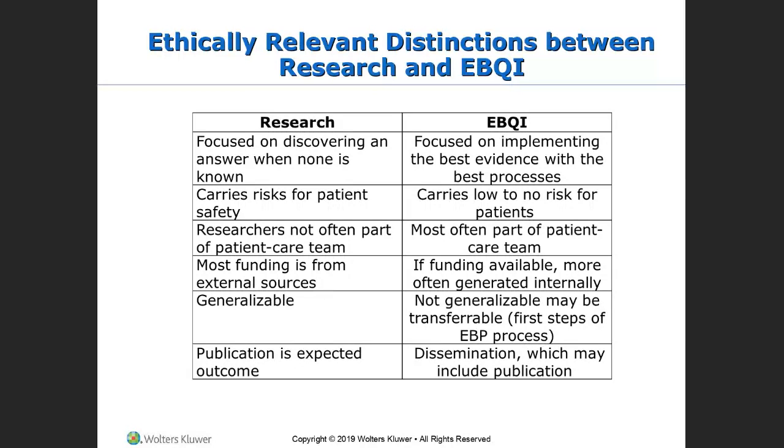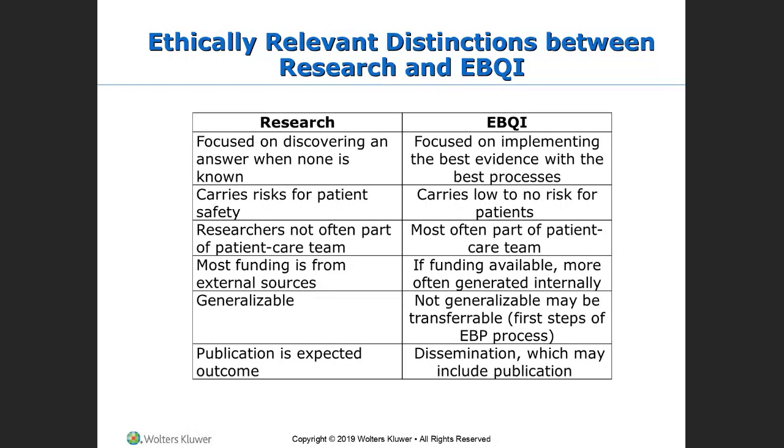I want you to think about being part of the evidence-based quality improvement team, whether you're in the MSN program or the DNP program. Research focuses on discovering the answer when it is not known, where quality improvement or evidence-based quality improvement focuses on implementing the best evidence with the best processes. So you're going to look at a bunch of different research and then decide what is the best process. Research does carry some risk for patients, where evidence-based quality improvement carries little to no risk.